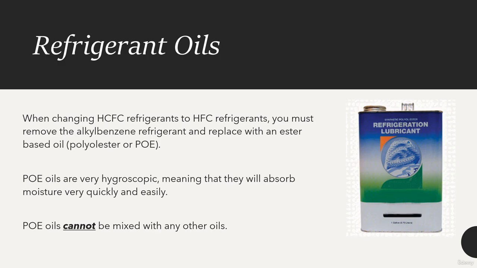When changing HCFC refrigerants to HFC refrigerants, you must remove the alkyl benzene oil and replace it with an ester-based oil, which is polyol ester or POE. POE oils are very hygroscopic, meaning they will absorb moisture very quickly and easily. POE oils cannot be mixed with any other oils. And when you're dealing with these type of things, it's very important that you're checking for acid and making sure to use filter dryers to clean up the system of any moisture content.